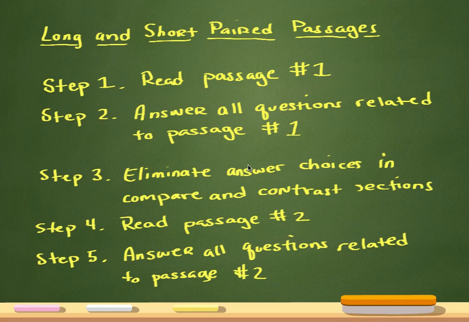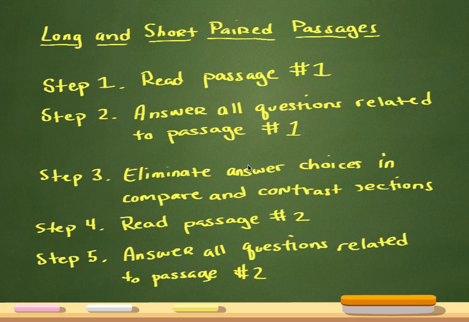Okay, first of all, if you're on the long and short paired passages section, I would highly recommend that if you haven't done it already, you do the long passages and the short passages categories before you do this one, right? Because usually you want to get good at doing single passages by themselves before you move on to these paired passages. Now, that being said, if you've done that already, then perfect, all right?